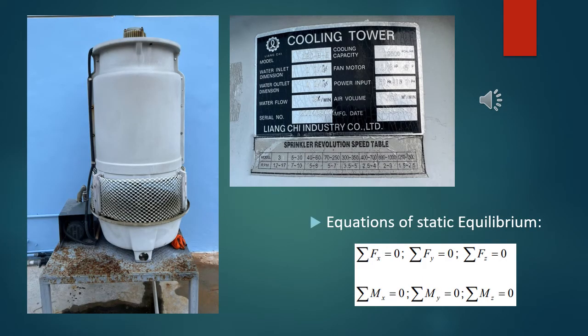For our assignment, we were given a task to find all the forces that act upon an object. For our group, we have to measure everything that is measurable on the cooling tower. This is the equation of static equilibrium, as you can see.